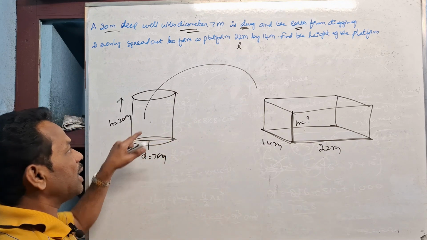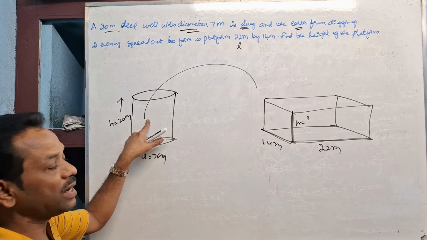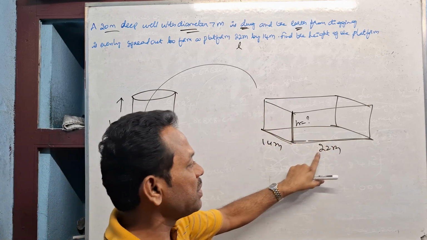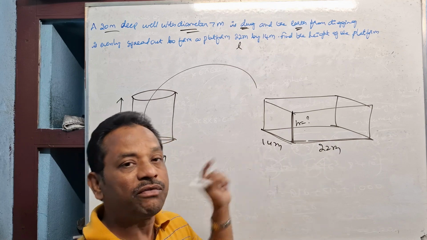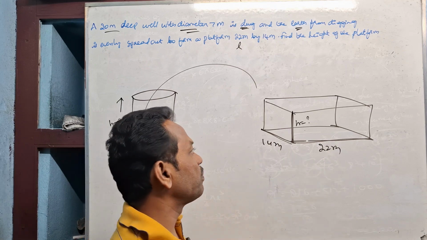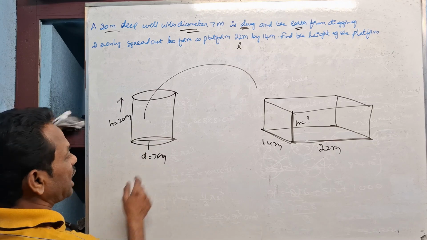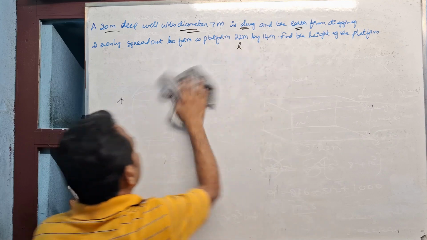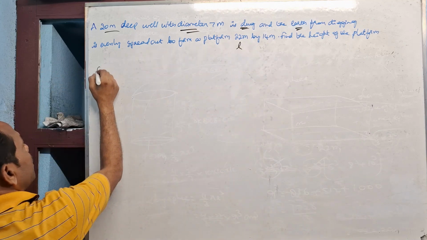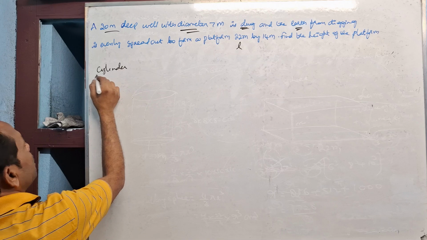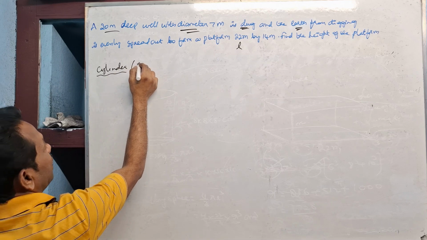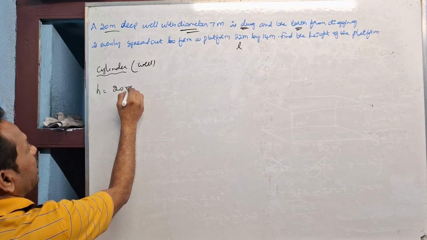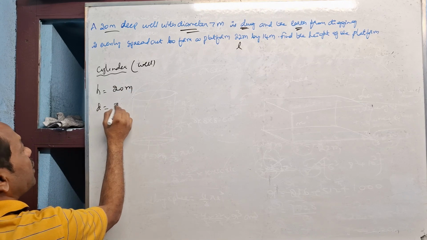Again, I repeat, the earth we got from the cylinder is made into a cuboid. For this platform, length is given and breadth is given. We need to find the height of the cuboid. So let us first start with the cylinder. Cylinder is nothing but the well. For this cylinder, height is 20 meters and diameter is 7 meters.